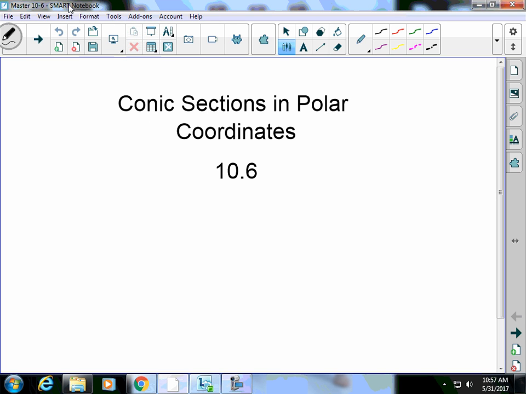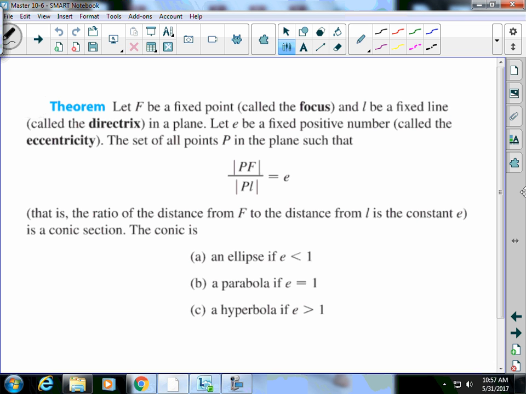Welcome back. This is conic sections in polar coordinates. This is the last section for this module. This is the last section in chapter 10 that we will cover. So it starts off, it says there's a theorem.